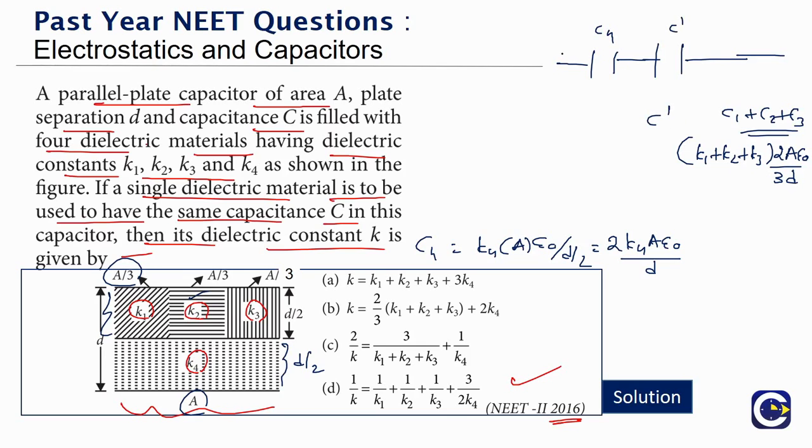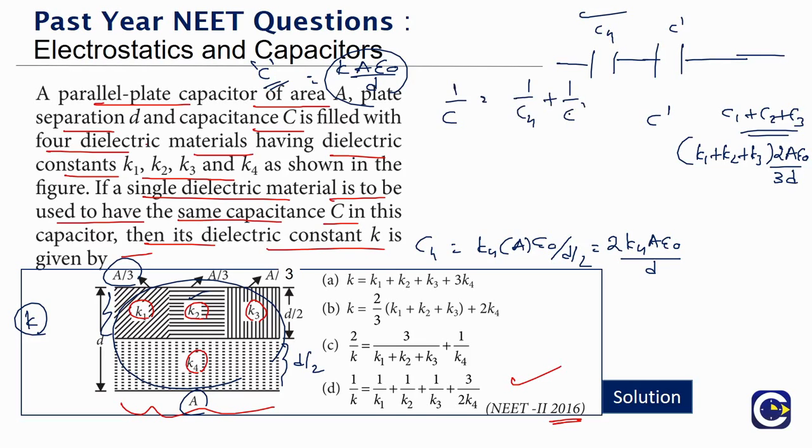Now the overall equivalent capacitance is C, right? Which is equal to what? If you replace the entire medium by one single dielectric, then C will be equal to what? K times A into epsilon naught by D. This K is what we are trying to find. So C4 and C dash equivalent, they are in series. Means what? The overall equivalent capacitance, that is C, 1 by C is equal to what? 1 by C4 plus 1 by C dash. Because they are in series, right? Series means what is the formula? 1 by C equivalent is equal to, if there are many capacitors, 1 by C1 plus 1 by C2 plus 1 by C3, like that, right?